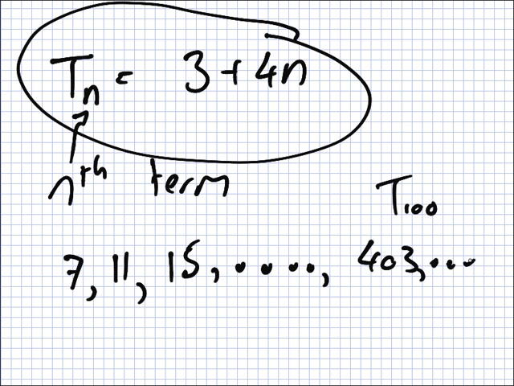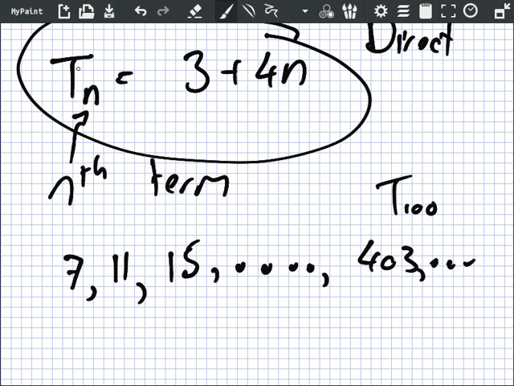403. So this is what you might call a direct formula. It can directly tell you the term. You just simply say what you want, in this case like 100, and it can tell you what the 100th term is. Okay, and who uses T from their home country?